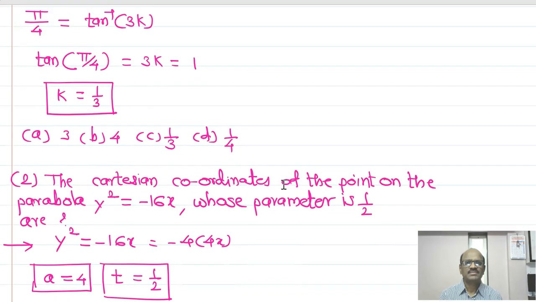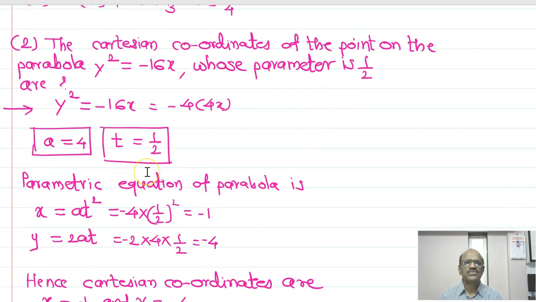In the second example, find the Cartesian coordinates of the point on the parabola y square is equal to minus 16x whose parameter is 1 upon 2. Now here the parameter is t, and the parametric equations for the parabola are x is equal to at square and y is equal to 2at. Here the parabola is of the form y square is equal to minus 4ax. The value of a is 4, and t is equal to 1 upon 2.